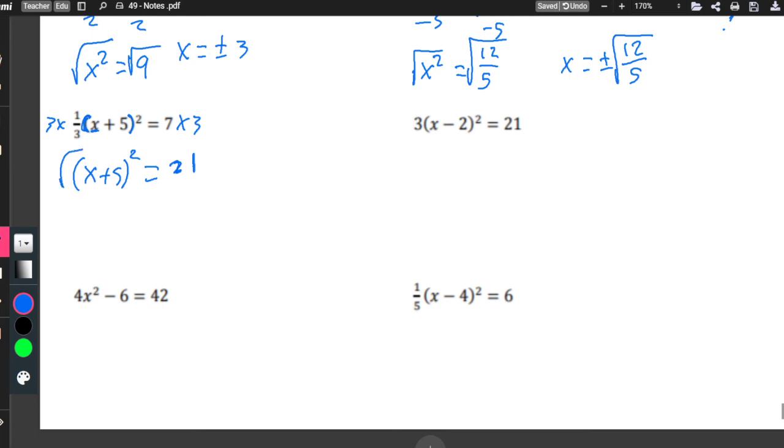And then we take our square root, because that's the only thing that we can do. So we'll have x plus 5 equals plus or minus root 21. And then our last step is going to be subtracting 5 from both sides. So we'll have x equals negative 5 plus or minus the square root of 21.